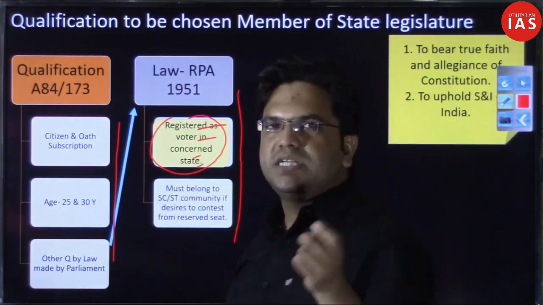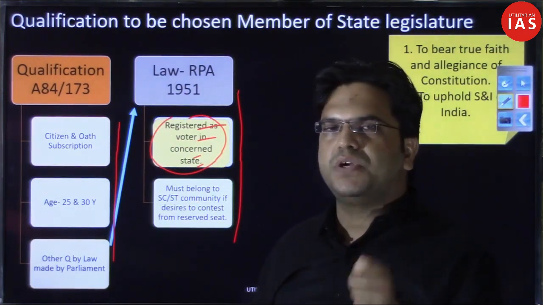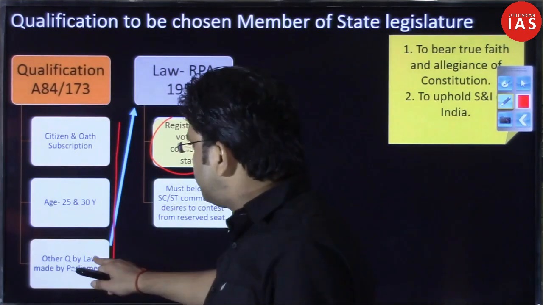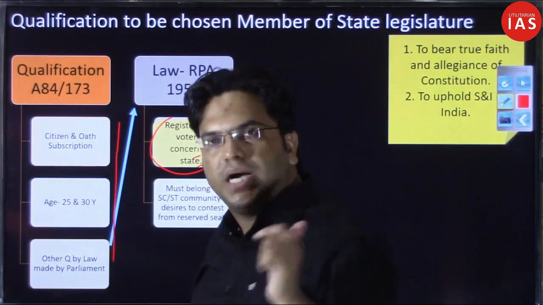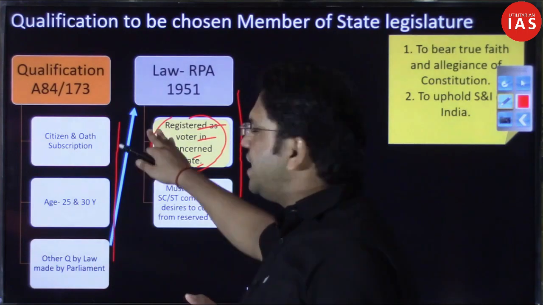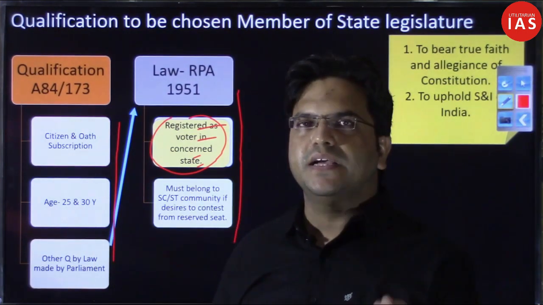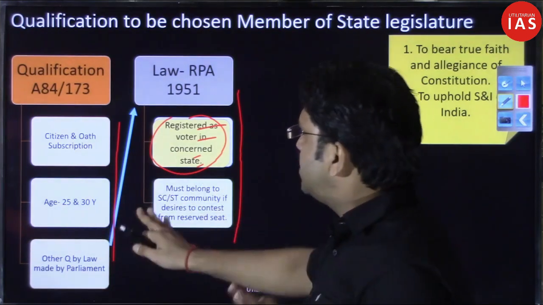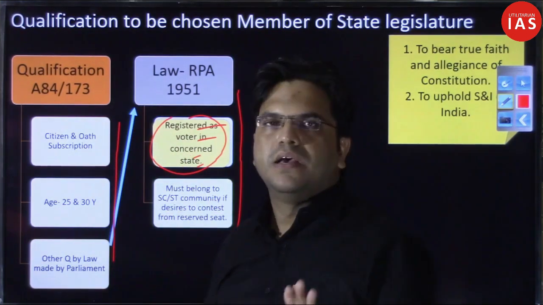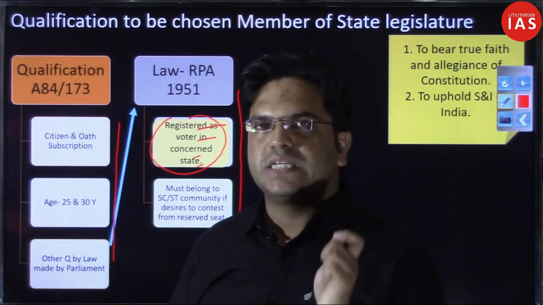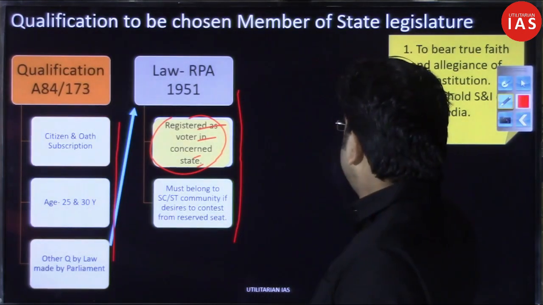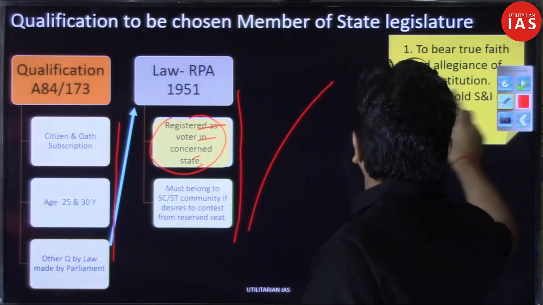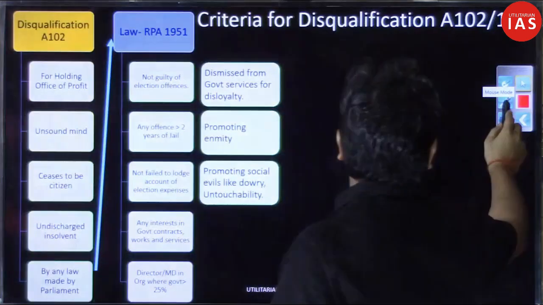And why was the Representation of the People Act 1951 created by Parliament? Because Parliament has been empowered by the Constitution to make any such act whereby it can regulate the election process. I hope this difference is clear. Why am I not discussing all these points? Because these points have already been discussed. Now on the next slide, let us discuss the disqualification norms.